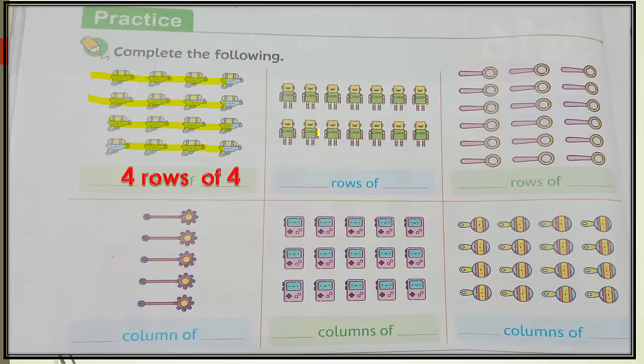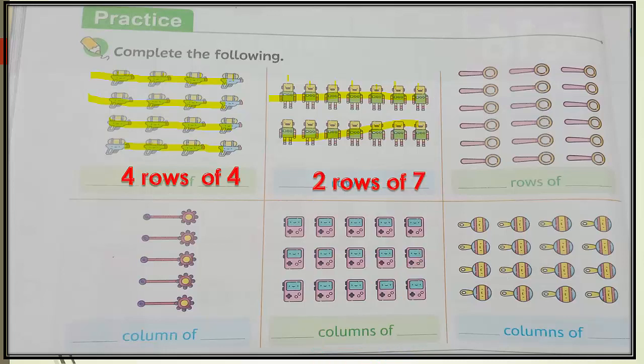Let's see another exercise. Here, how many rows? Count with me. 1, 2. So I have 2 rows. How many in each row? Let's count. 1, 2, 3, 4, 5, 6, 7. I have 2 rows of 7.